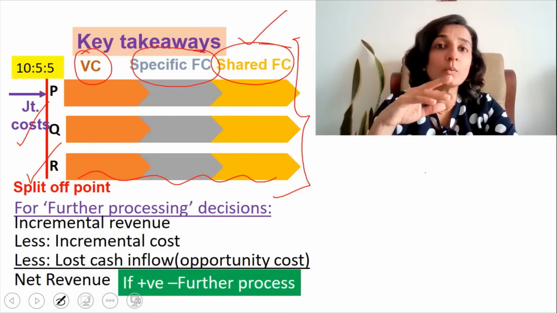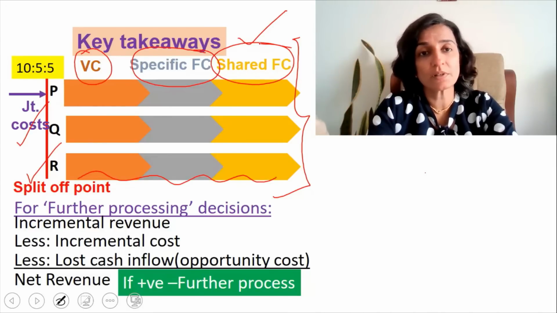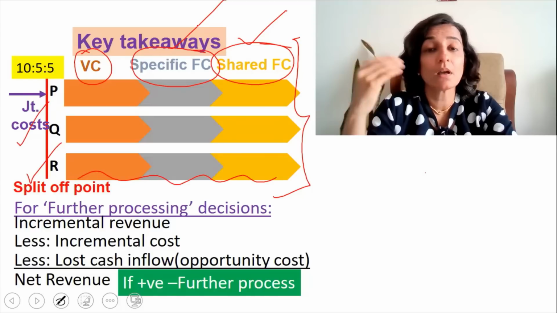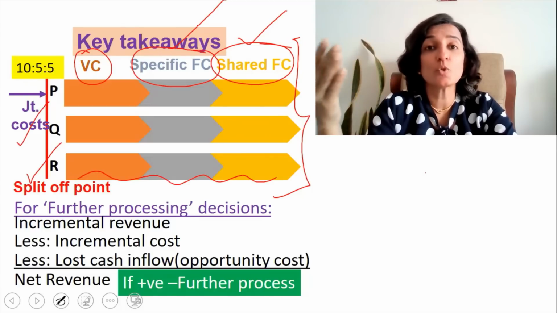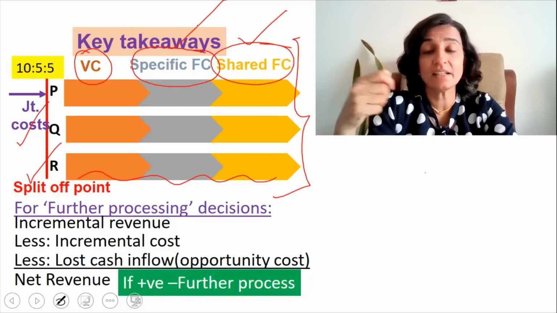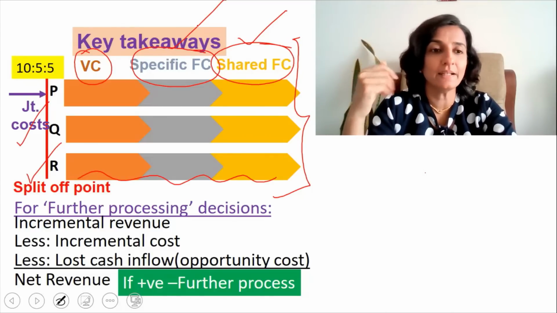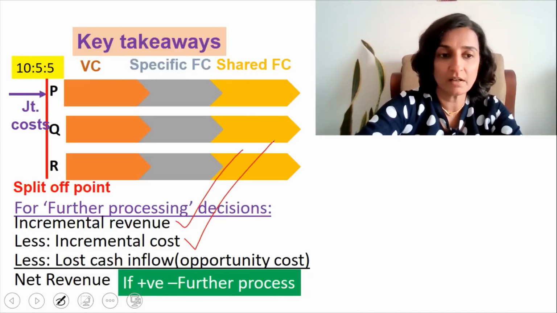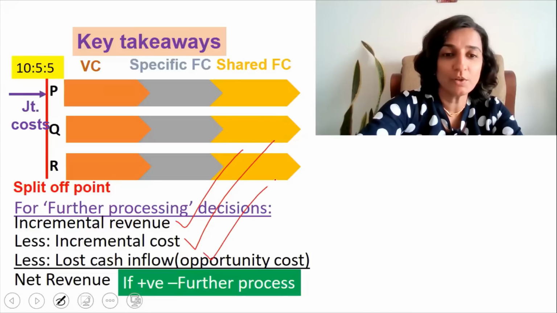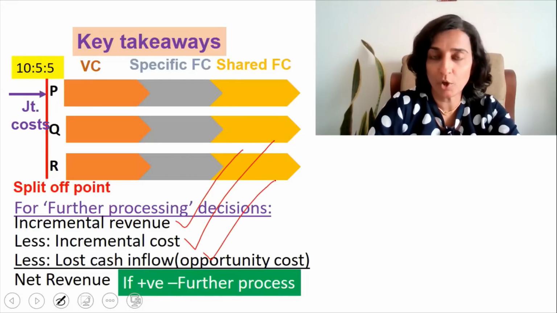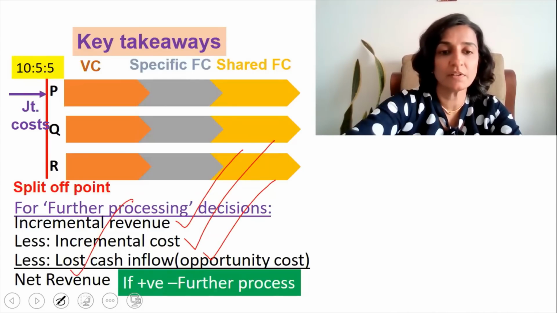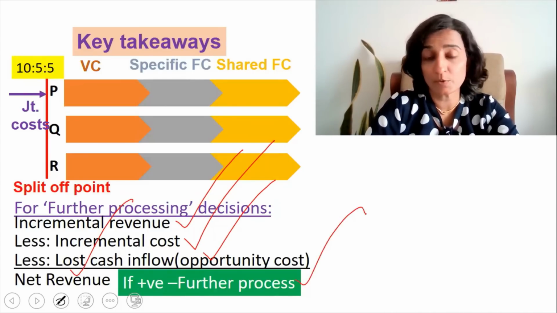Now, the reason for drawing the diagram is very simple. Sometimes they will give that the variable cost increased by a certain percentage, or the specific fixed cost has been doubled, or the shared fixed cost is no more. So in order to get the clarity, this diagram will help a great deal. Now, for all further processing decisions, first you take the incremental revenue, then you reduce the incremental cost, and then you reduce the lost cash inflow or the opportunity cost. You get the net revenue, and if it is positive, then you will have to further process.